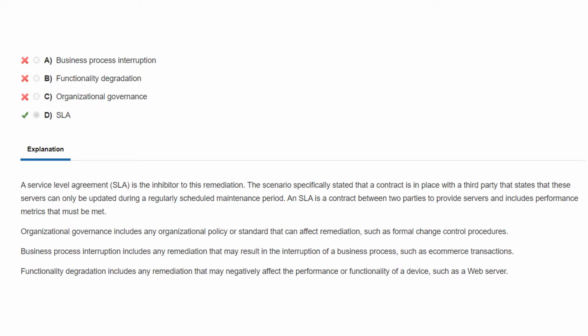The correct answer is D, SLA. A service level agreement, SLA, is the inhibitor to this remediation. The scenario specifically stated that a contract is in place with a third party that states that these services can only be updated during a regularly scheduled maintenance period. An SLA is a contract between two parties to provide service and includes performance metrics that must be met.